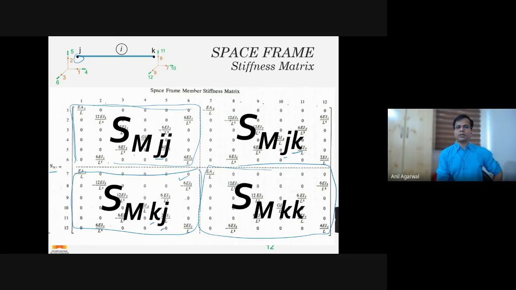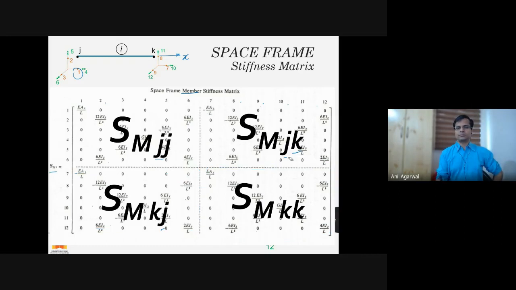What does M correspond to here? It is for a member, right? So, space frame member stiffness matrix. So this is the member stiffness matrix in the member coordinate system. Why am I calling it a member coordinate system? Because my X, or my 1 degree of freedom, is aligned in the direction of J and K. Okay, that's why this is the member coordinate system, and this is the stiffness matrix for the member. Okay, is that clear to everyone?